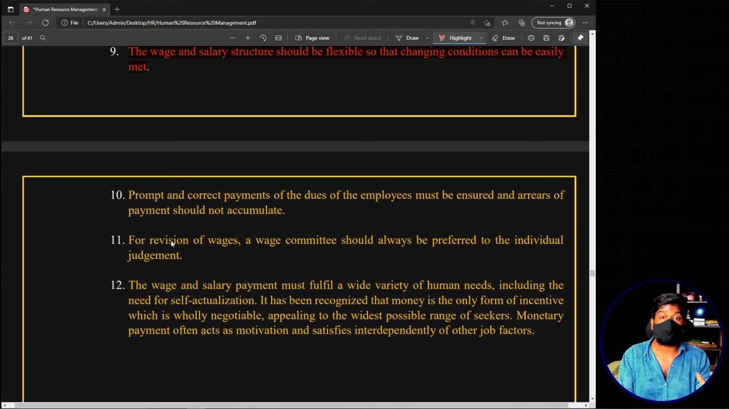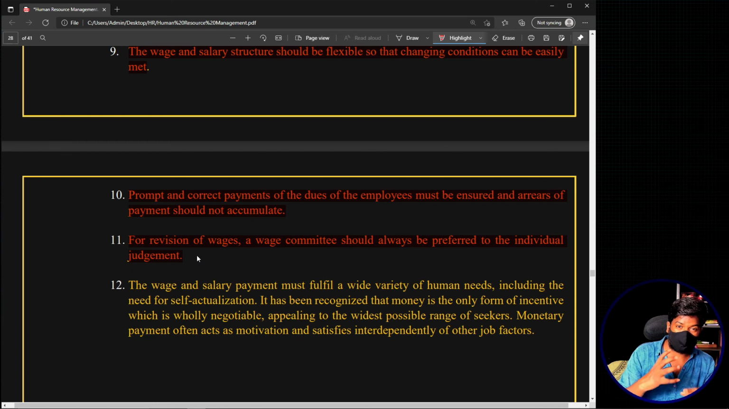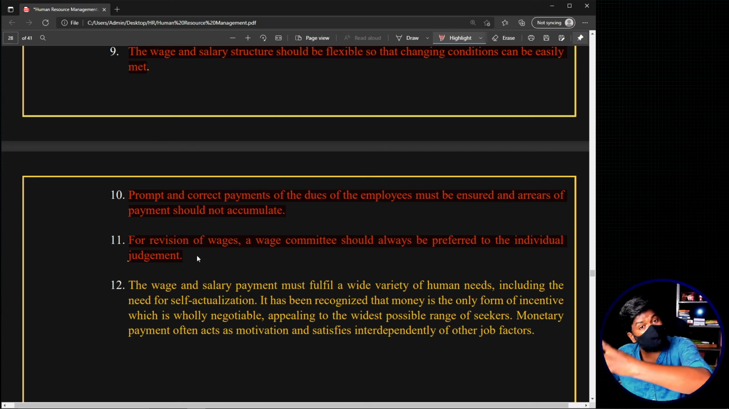That means it should be easy for you to adapt to those particular changes. Now, the next principle is prompt and correct payments of the dues of employees must be ensured, and arrears of payment should not accumulate. That means you also have to ensure that each and every payment is going on time without any arrears and accumulation. Now, the next principle to keep in mind while doing wage fixation is, for the revision of wages, a wage committee should always be preferred to individual judgment. That means whenever we are talking about revision of wages, instead of only focusing on an individual's judgment, it is always better that we focus on a wage committee.